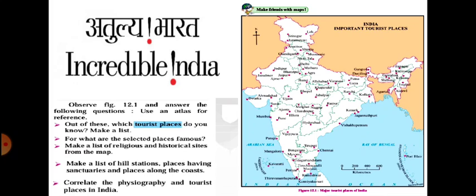First, Leh. Second, Rameshwaram. Third, Port Blair. Fourth, Panaji. Fifth, Jaipur. And sixth, Agra. Second, for what are the selected places famous? Leh is famous for Pangong So Lake, Somururi Lake, Khardungla Pass, Nubra Valley, Spityuk Gompa, Namgyal Monastery, Leh Palace, etc.